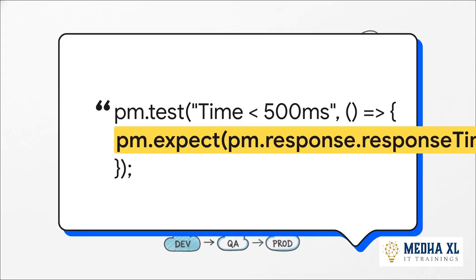This little bit of code sets a performance benchmark. We use pm.expect to look at the pm.response.responseTime. Then we just chain on .to.be.below(500). This is our assertion that the total time from the moment we sent the request to the moment we got the full reply back has to be less than 500 milliseconds. And of course, you can change that number to whatever your goal is.